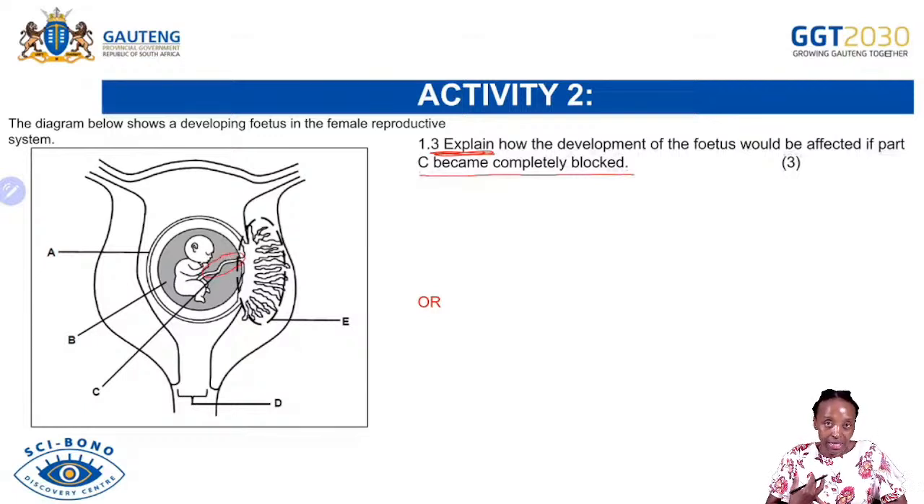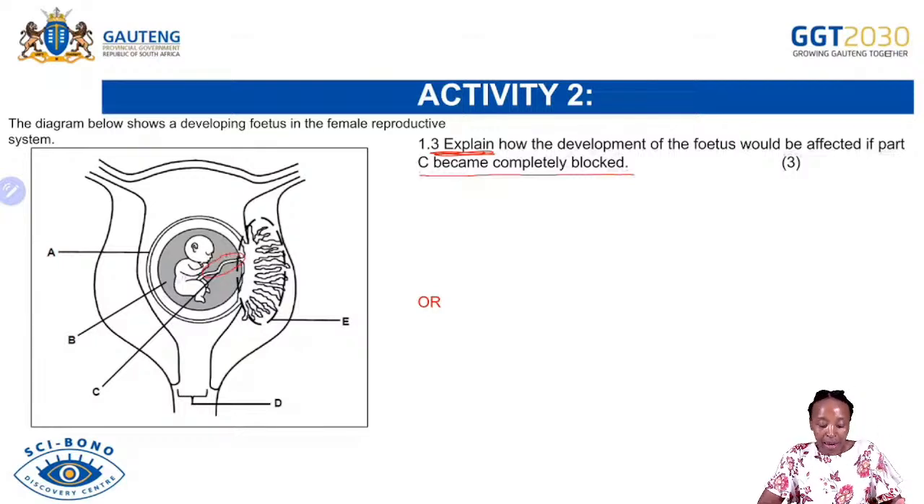The vein, what does it do? It brings in the oxygenated blood, it brings in the what? The nutrients, whereas the arteries, they take away the waste products and they take away the what? The carbon dioxide. So it carries the deoxygenated blood. So now, if this part were to become completely blocked, what would happen to the development of the fetus? So now this is what we need to explain.